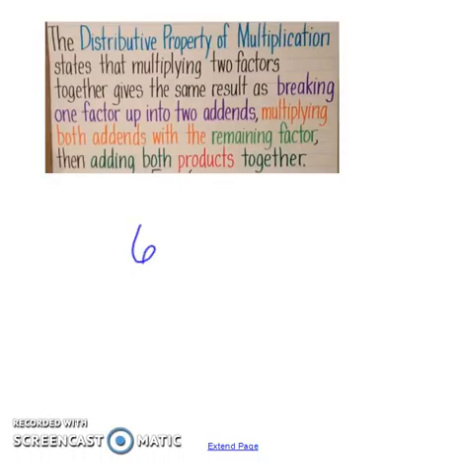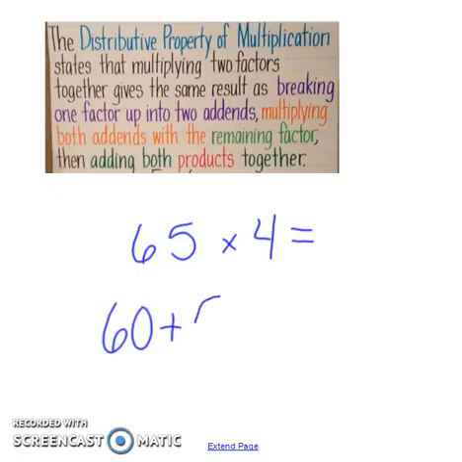So if we multiply 65 times 4, we will get the same answer as if we break that 65 up into 60 and 5 and multiply each of these two parts by 4. So let's look at what that looks like.